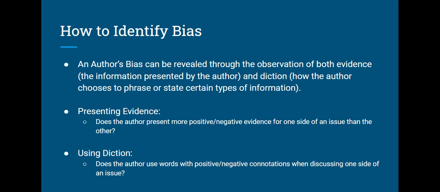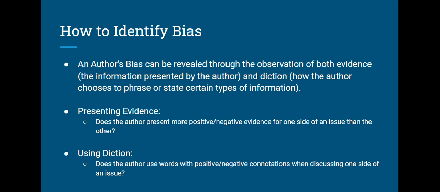So, for example, we can take politics as an example. If someone is a Republican writer, a conservative writer, obviously they're going to put a lot more positive information about particular political candidates on the Republican side, whereas they're probably going to provide a lot of negative information about Democratic candidates.